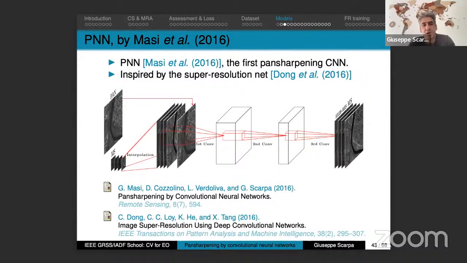We cannot start but from our very popular net, which is likely the first CNN that was specifically designed for pan-sharpening, known as PNN, pan-sharpening neural net. This network was inspired by a super resolution technique proposed by Dong et al. And it is composed of just three convolutional layers that are interleaved by ReLU activation functions.